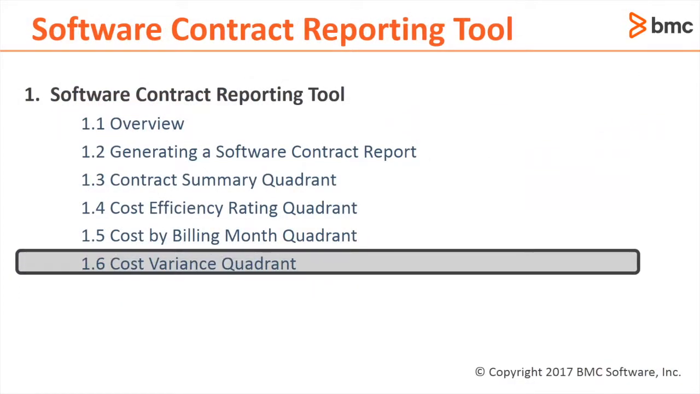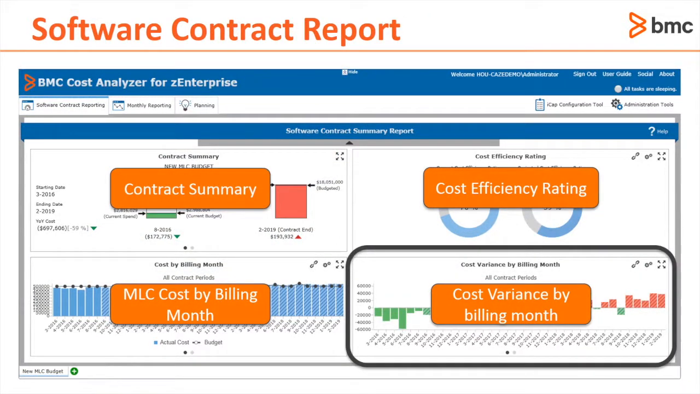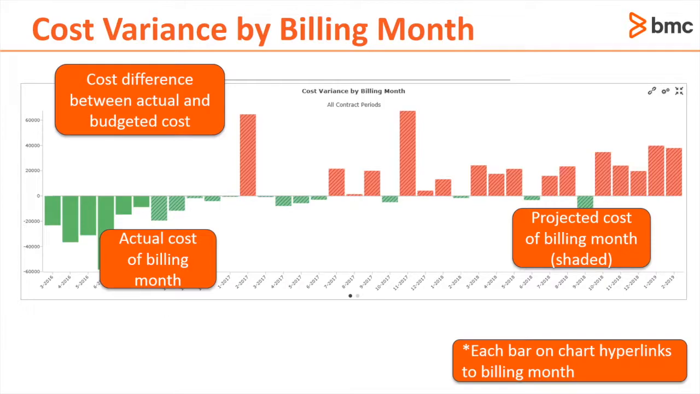The final quadrant is the cost variance quadrant. The cost variance by month quadrant contains a bar chart that displays the cost difference between the budgeted amount and actual or projected costs for every billing month of the contract. The solid bars reflect the actual cost difference of the billing month. The striped bars illustrate the projected cost difference for a billing month.